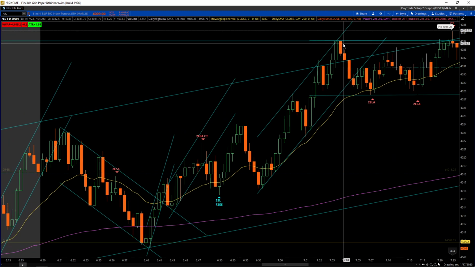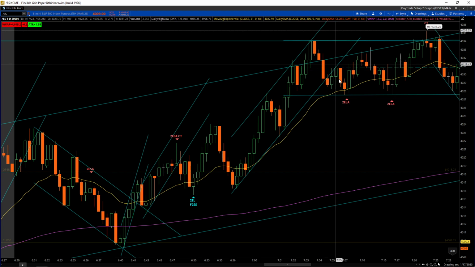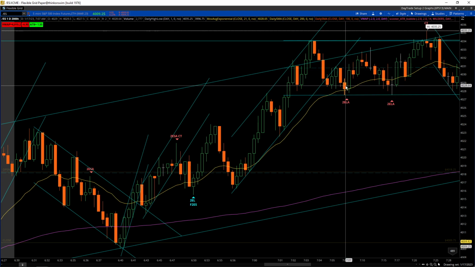So it goes up, makes a new high, comes down, and makes a low. So this is actually a second entry long right here. This signal bar isn't that great.